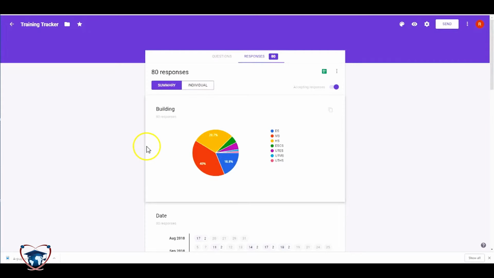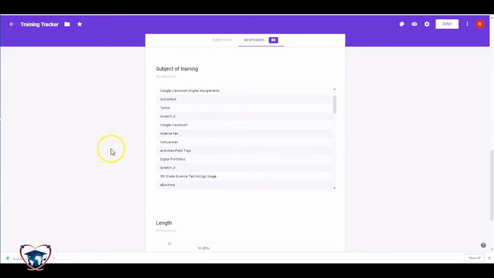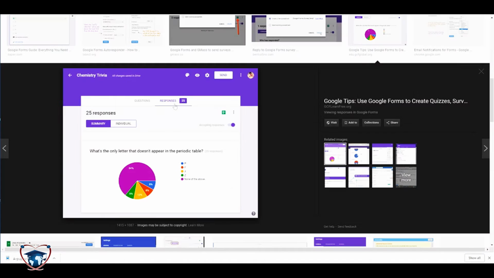Additionally, here's a form that I use to track my training efforts throughout the building, district. I have a graph that shows me the distribution of my time in different buildings, dates, the subjects, as well as a breakdown graph of the time. So there's going to be a lot of different ways that Google is going to push this data to you, but it's going to depend on how you structure your question. So please be careful on how you structure them because you want good data when you go to examine the results of your Google form.